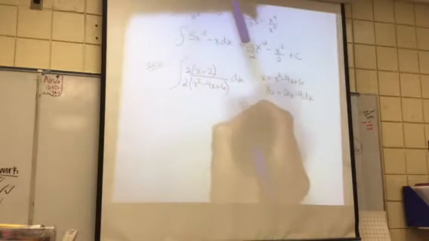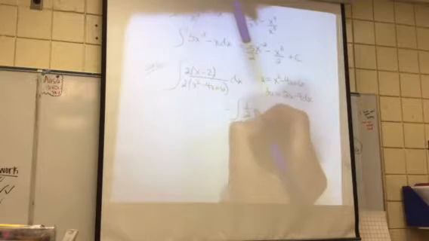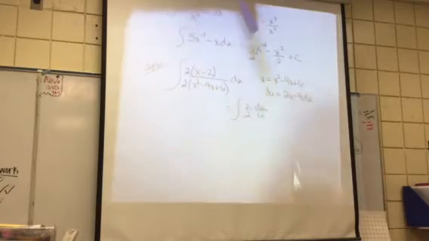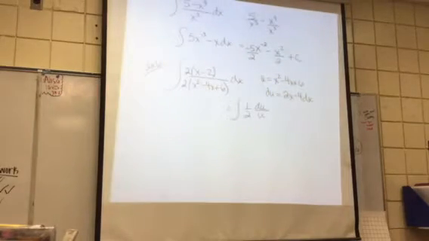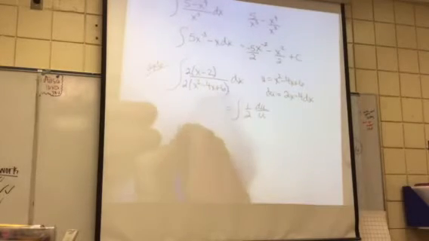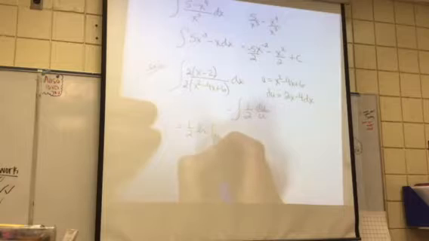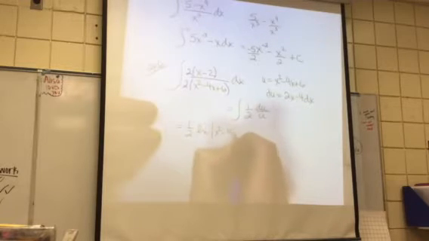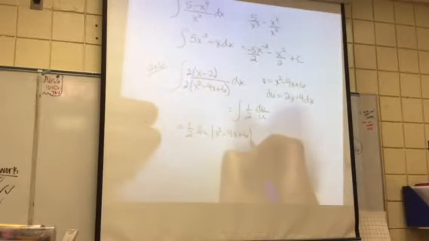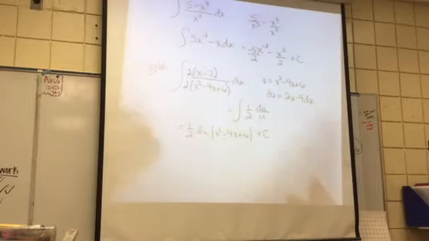So then doesn't this change into 1/2 du over u? So is that just 1/2 ln of the bottom? 1/2 ln of what our u value was, plus c.